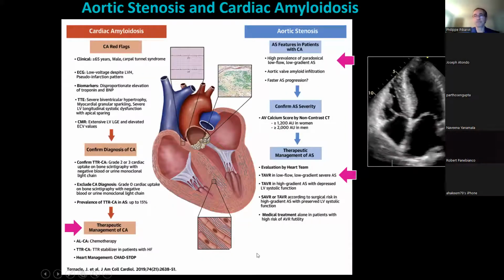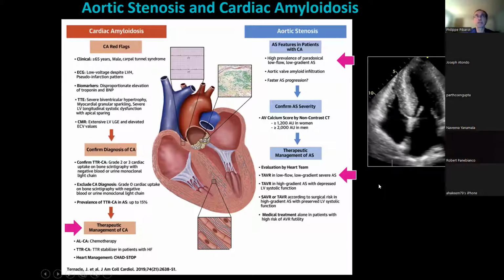Now, a little parenthesis to mention cardiac amyloidosis. Why? Because in this population, particularly the patient with paradoxical low flow, low gradient that we just saw, the prevalence of cardiac amyloidosis may be found in up to 15% of the patients.